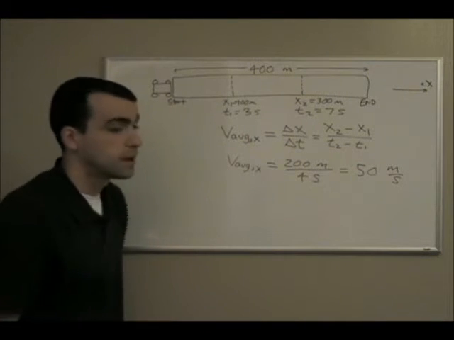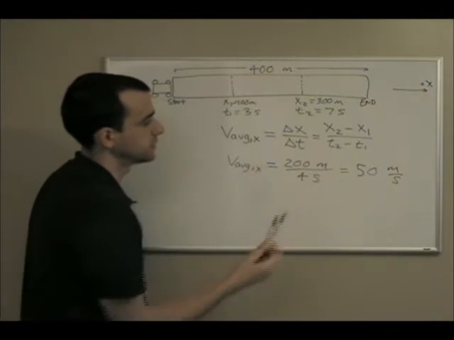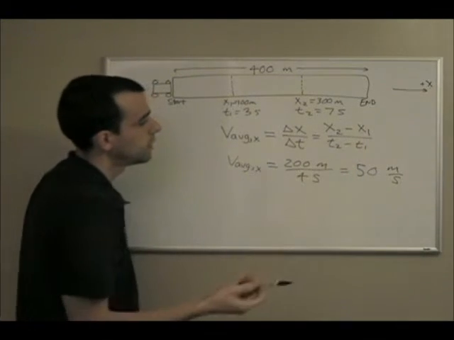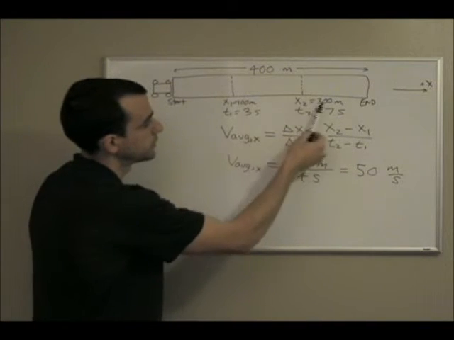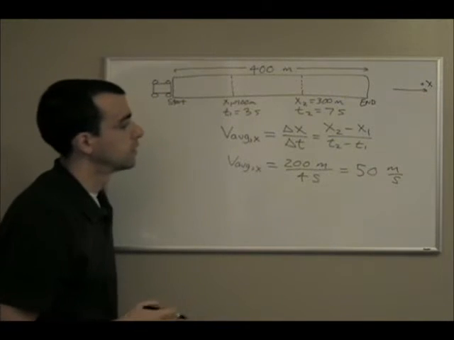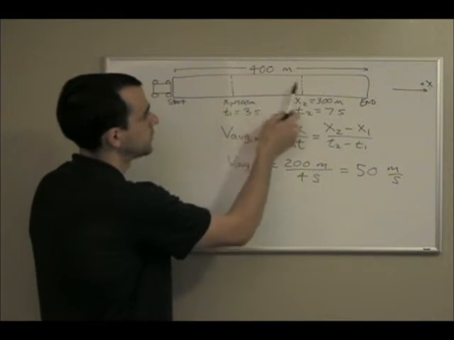You notice that the average velocity only depends on the initial and final position. When we did our previous example, the initial and final positions were 0 and 400, and this time it was 100 and 300. It also depends on the initial and final time. We're not saying anything about the car's travel between the two points where we take our calculation.